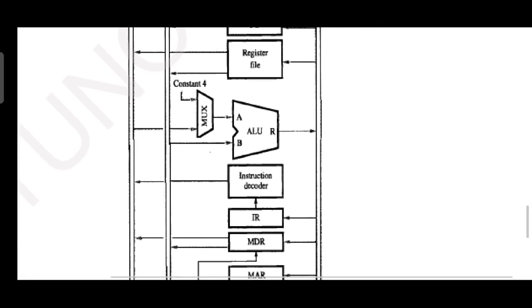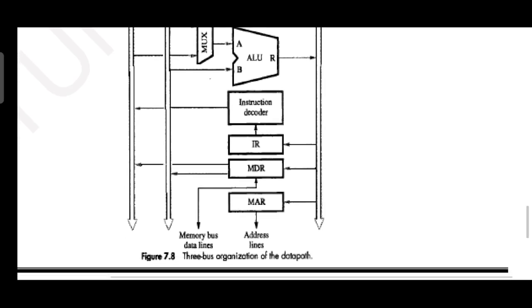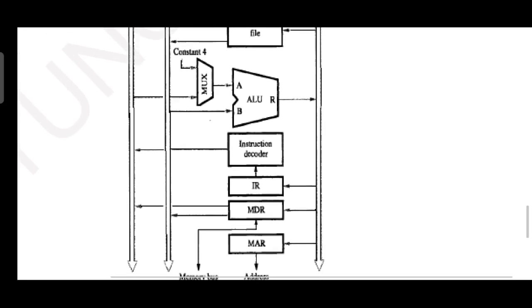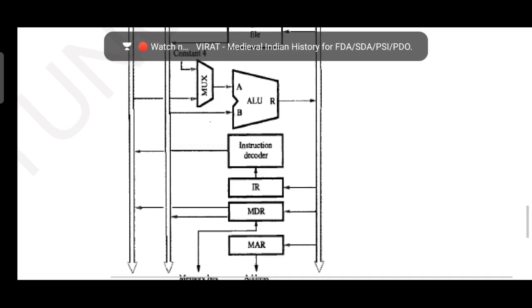We have the instruction decoder, instruction register, MDR and MAR as usual. MAR is unidirectional, MDR is bidirectional. You are aware that MDR takes input from one bus and places output towards another bus, right? That means it can place two data words at two different locations concurrently, right?